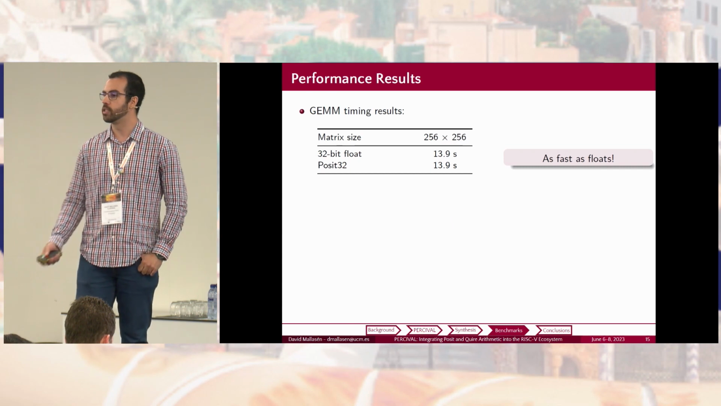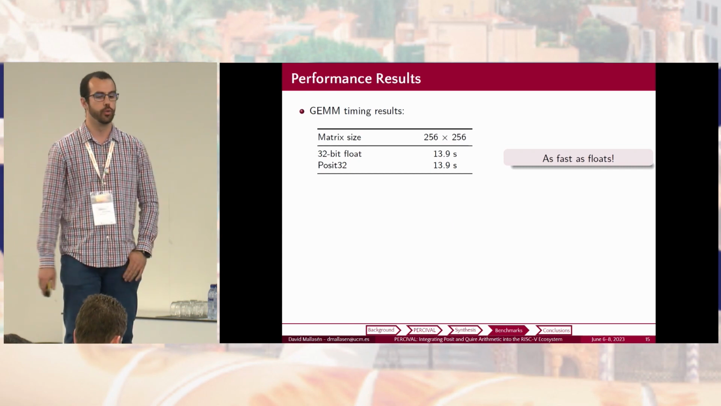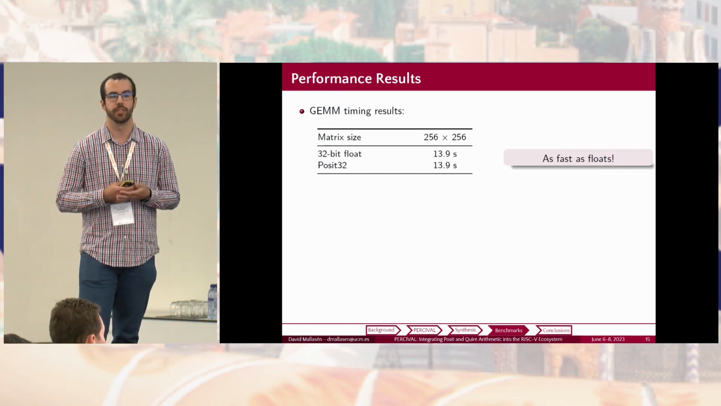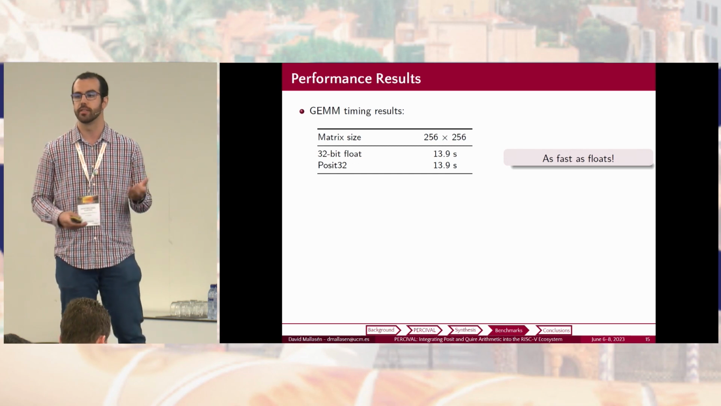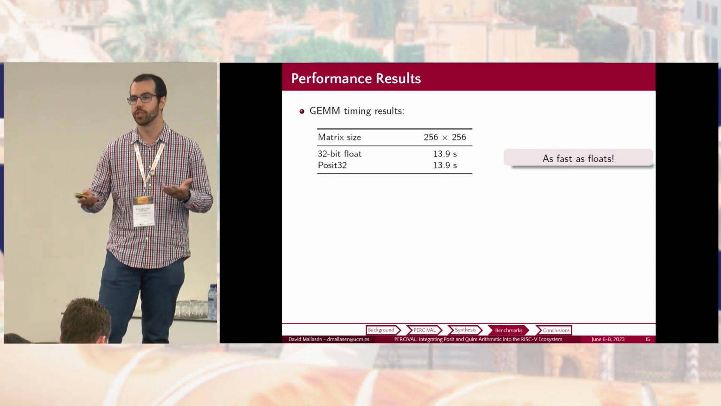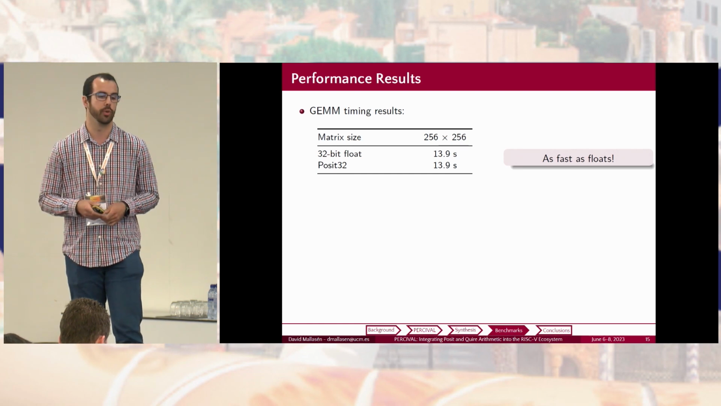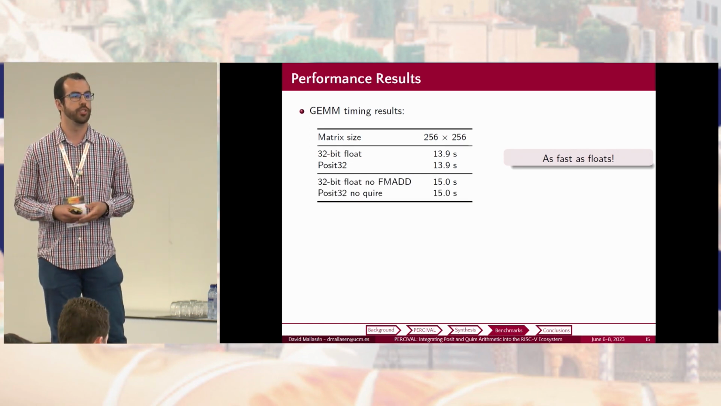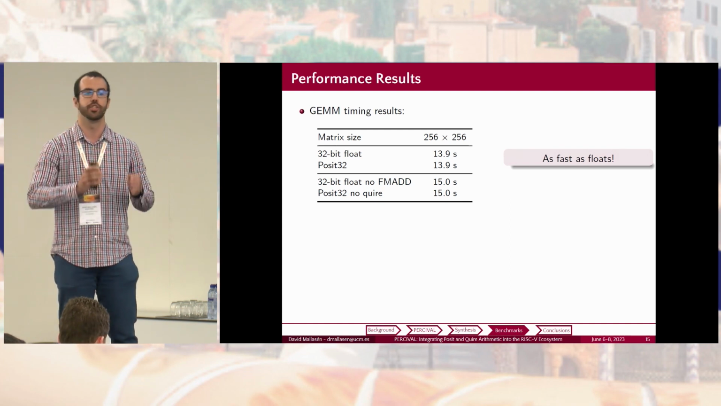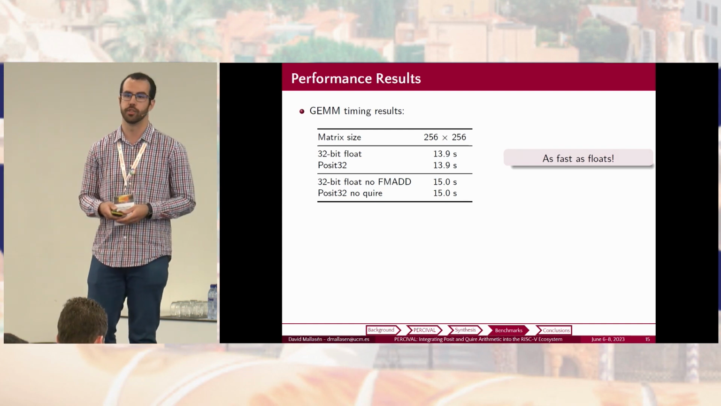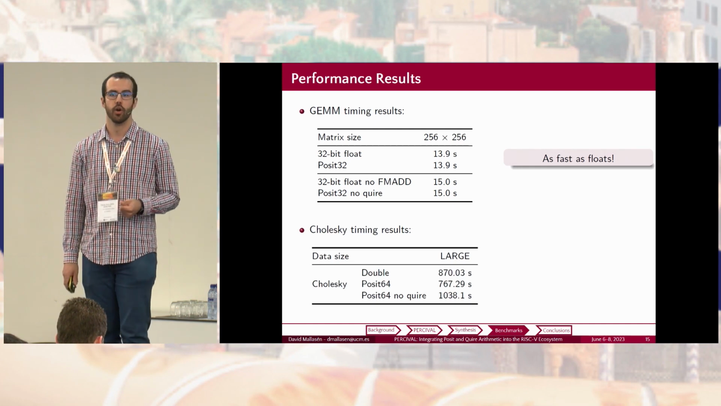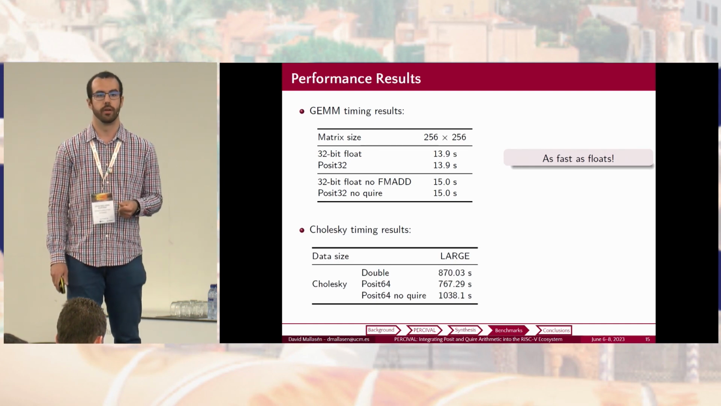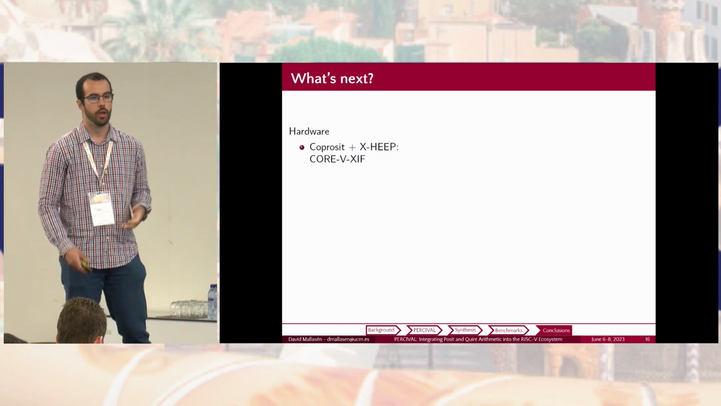Moving on to performance, how well posits perform compared to floats, we saw that we were able to match the same performance as floats because the latency in the units inside the PAU was similar to the ones in the floating point unit. And even if we didn't use the quire and substituted these MAC operations with individual multiplication plus addition, we were also able to match this performance. And this also held for 64-bit numbers.